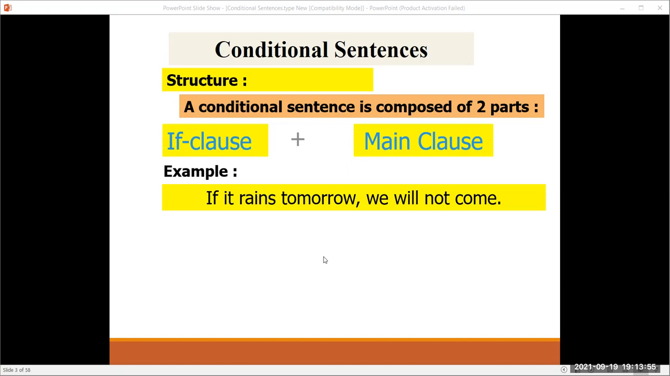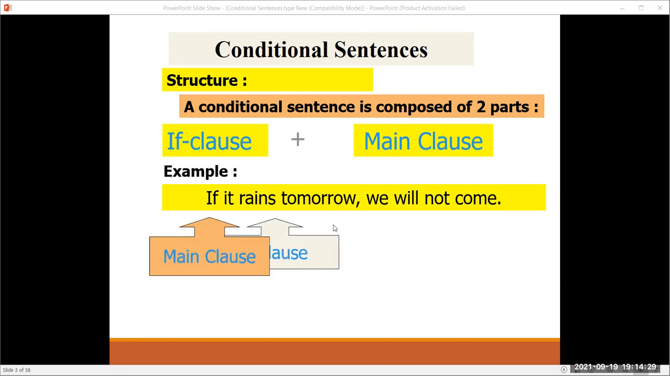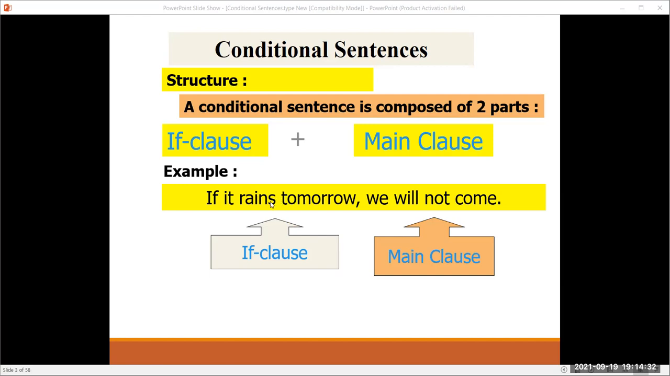So what is the condition? The condition is raining tomorrow, and the principal action is linked with the if clause, will not come. It means that if it does not rain, we will come. So the sentence can be divided into two parts. One is the if clause. It starts with if, other is the main clause. And in between we have a comma over here that marks the boundary between the two clauses. So here we see it is the if clause and it is the main clause.